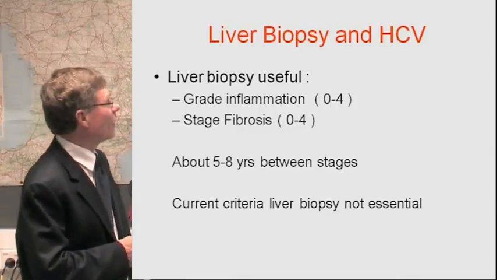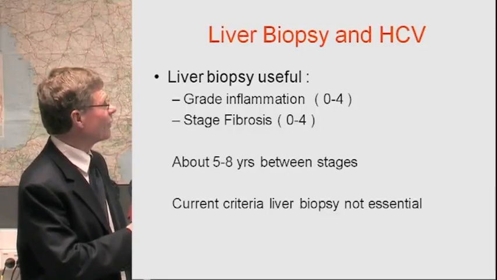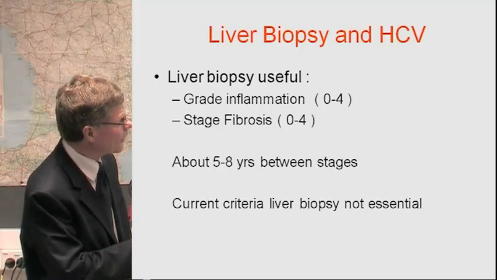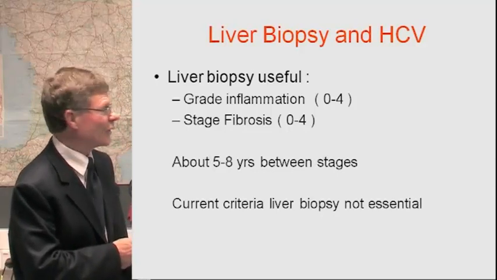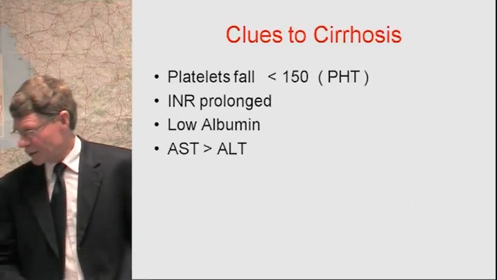How did we know whether you got cirrhosis or advanced fibrosis? Well, we used to do a liver biopsy where you could grade inflammation, stage the fibrosis, and it usually takes about 5 to 8 years to go through each of these 1, 2, 3, 4 stages. But a liver biopsy is not essential for getting hepatitis C treatment now.